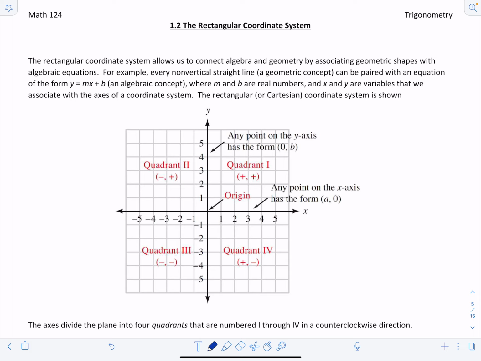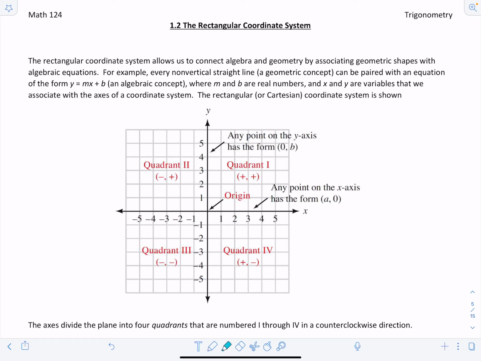And m and b are real numbers. M stands for the slope of the line, b stands for its y-intercept. And x and y are variables that we associate with the axes of a coordinate system. Now, the rectangular or Cartesian coordinate system is shown below.